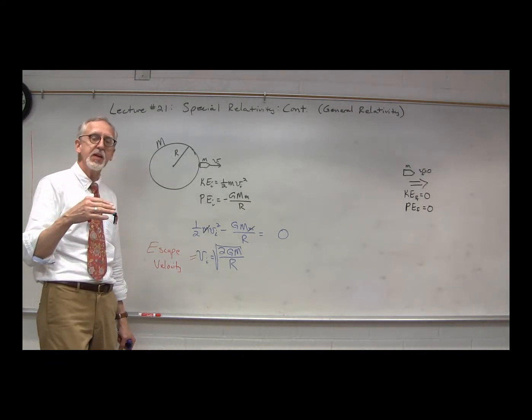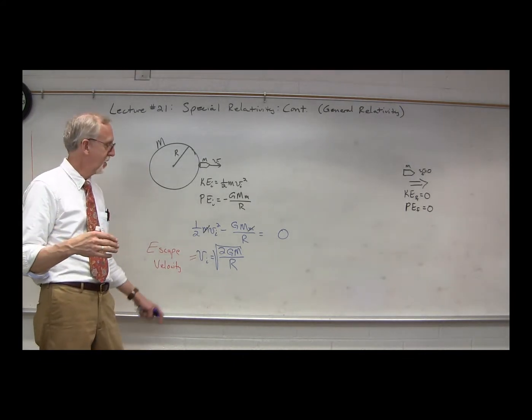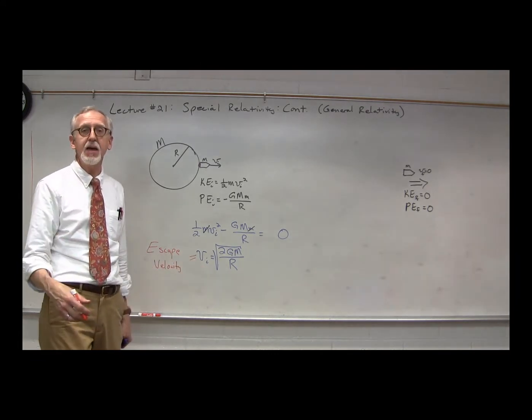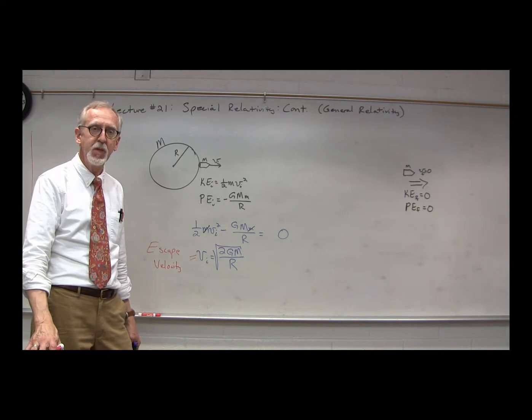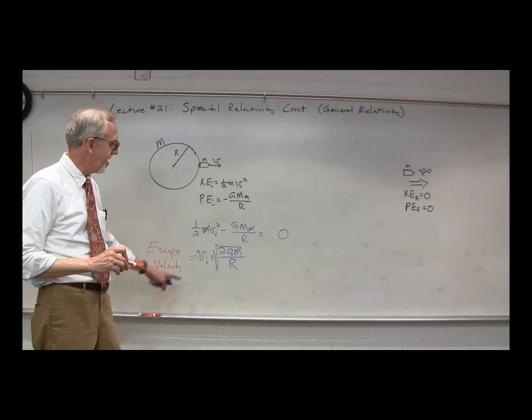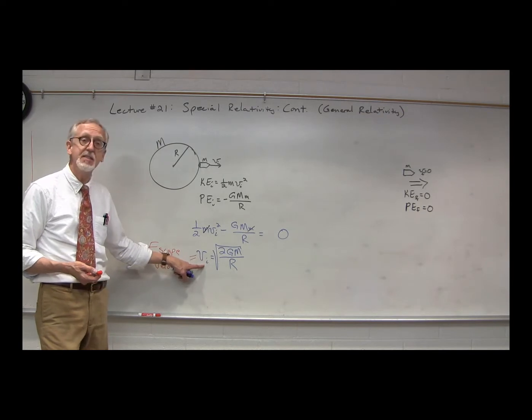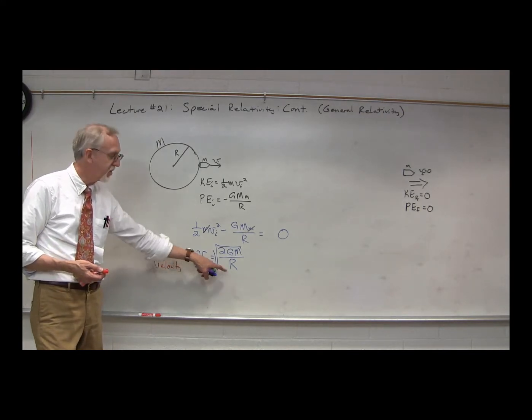And the only thing that can travel at the speed of light would be light, or some kind of wave, like gravity waves or something like that. So the fastest that anything can travel would be a velocity of c. So let's just stick c in here and solve for r.